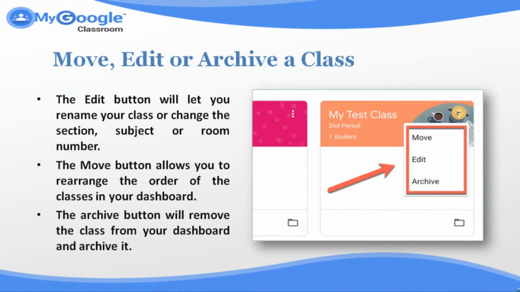The Edit button will let you rename your class or change the section, subject, or room number. The Move button allows you to rearrange the order of the class in your dashboard. The Archive button will remove the class from your dashboard and archive it.